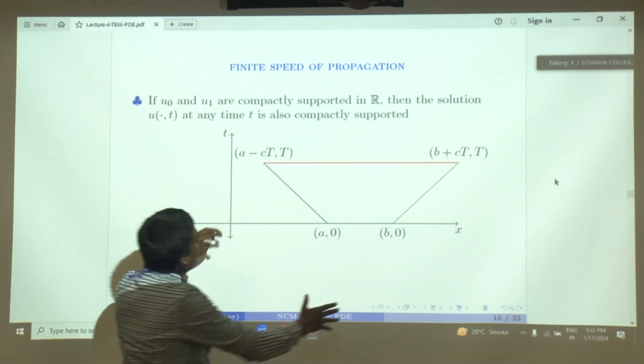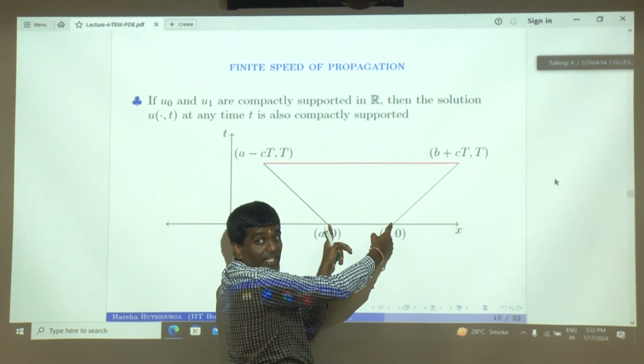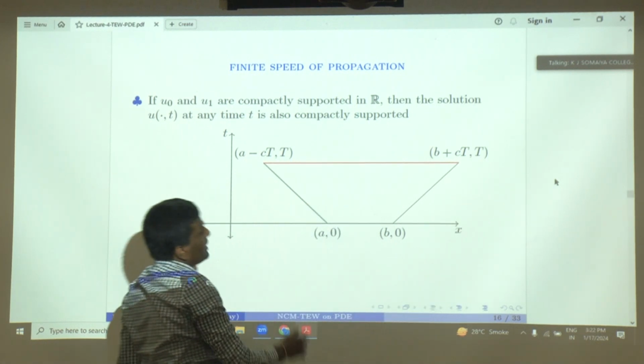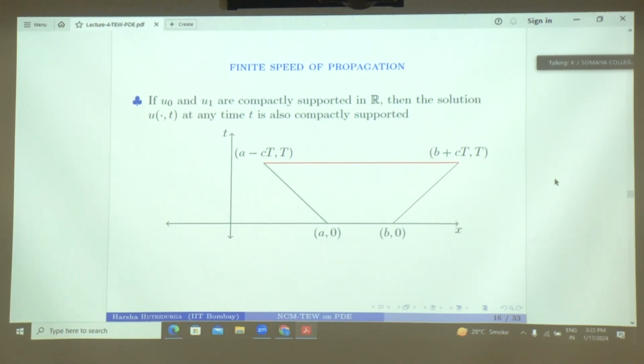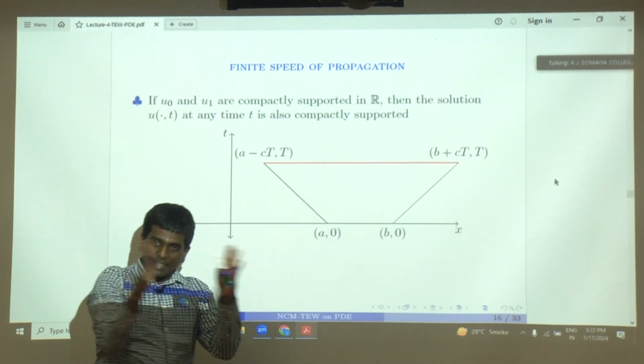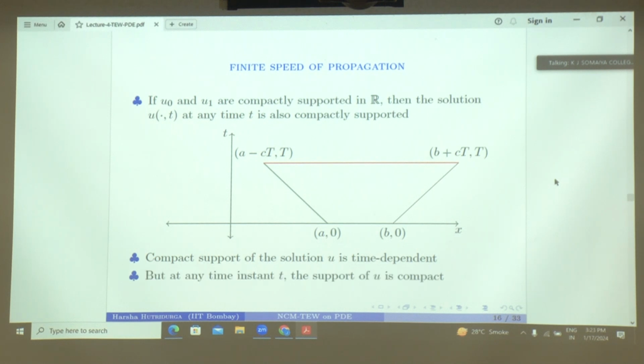Okay? As you can see, the support is increasing. This is the compact support of your initial data, AB. And at level capital T, it has grown by a little bit. In fact, exactly by 2 times cT. Here it has gone by cT, here it has gone by minus cT, so you exactly grow by 2 times cT. But the most important point is, at every level T, you have got a compact support for your function. So this is known as finite speed of propagation. Compact support of the solution. It is time dependent, but at every time T, the support is compact.